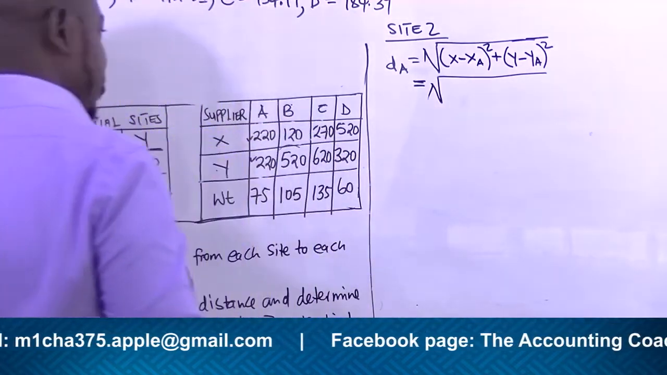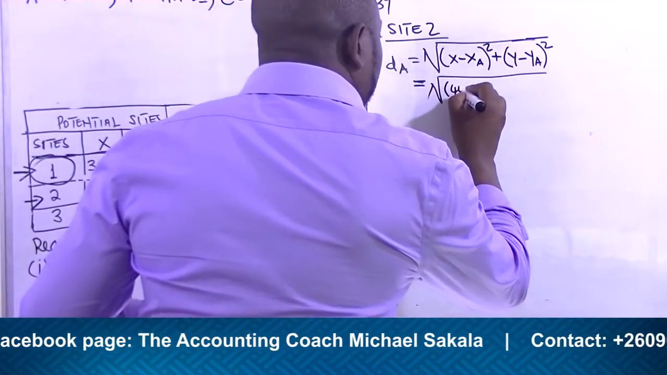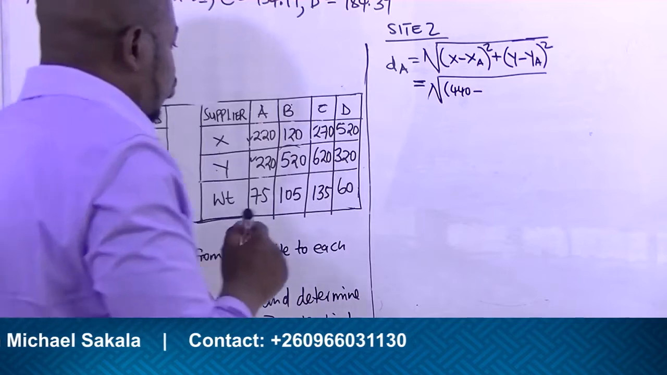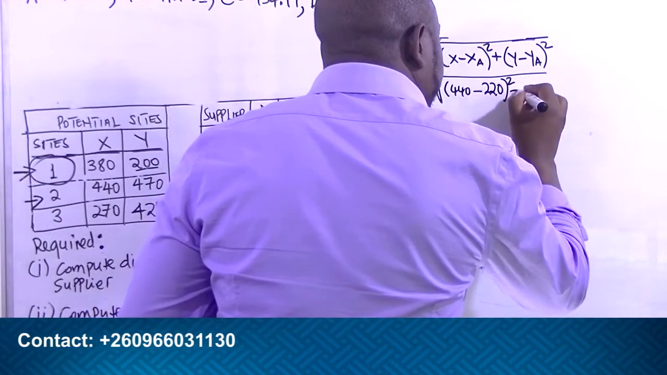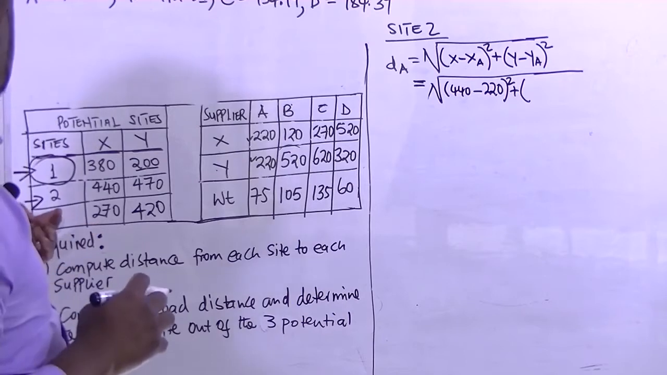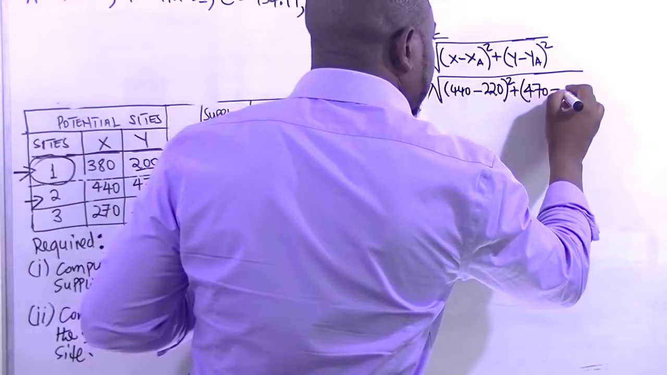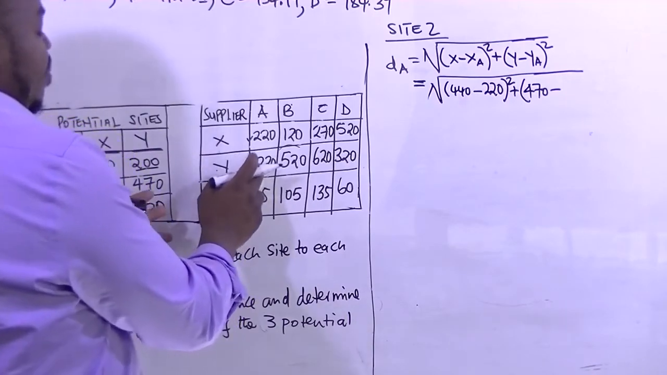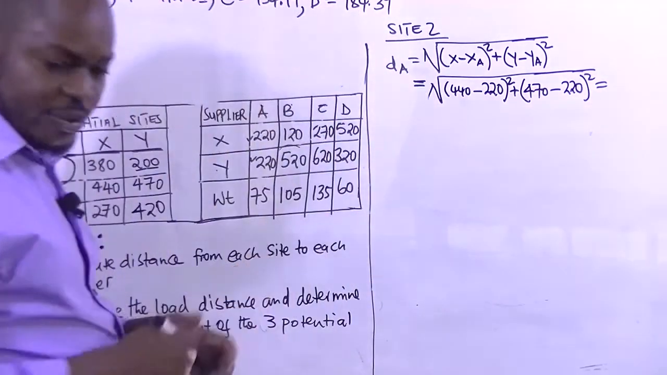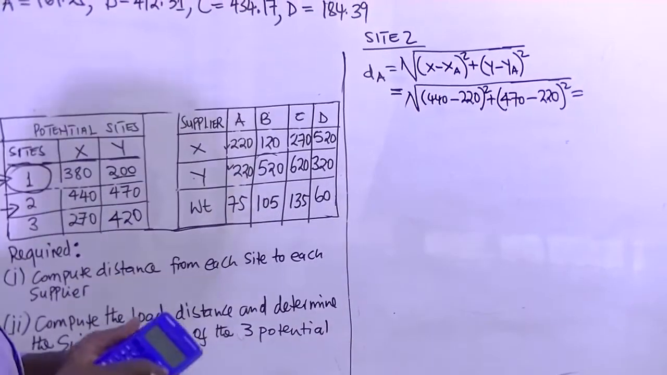Here, if we're doing for A, we'll simply say square root. We can fuse in the numbers in the formula. I'm getting the X with regard to site two, which is 440, minus the X with regard to A, which is 220. And then I'll square it, plus open brackets, and then Y with regard to site two, which is 470, minus Y with regard to supplier A, which is 220, squared. Now I can move faster because we've gotten used to the process. You've seen the process, so I can move faster, but I'll also be patient to make sure that you're following through step by step.